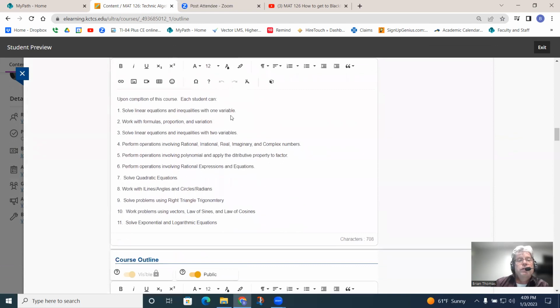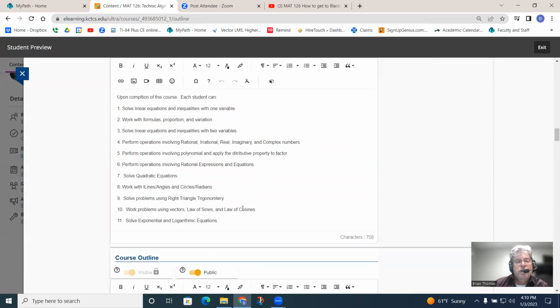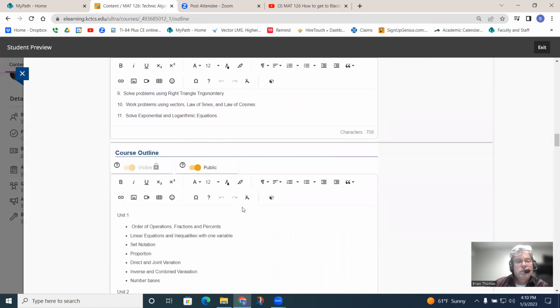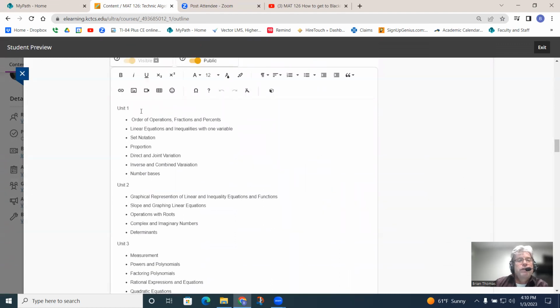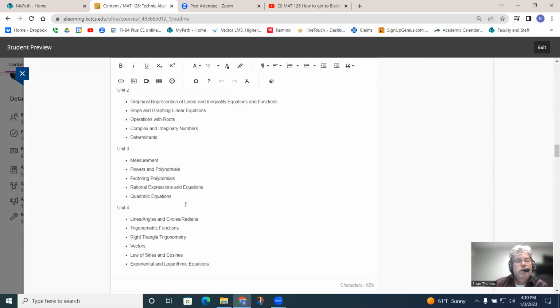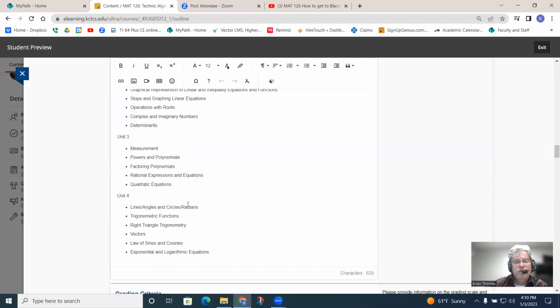The course competencies are listed here. Math 126 is kind of like taking an Algebra 1 and an Algebra 2 class in high school, but it does focus more on applied math. Towards the end of the class, there is some interesting math regarding what we call trigonometry and logarithmic math, which you may not have seen as much. This also lists what our units look like. The first unit has these topics being covered, Unit 2 has these topics, Unit 3, Unit 4. So basically the class is broken up into 4 units.